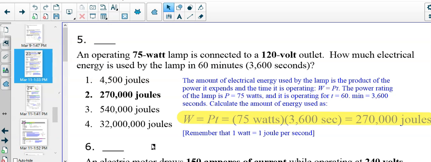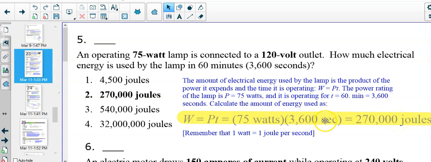In problem number 5, an operating 75 watt lamp is connected to a 120 volt outlet. How much electrical energy is used by the lamp in 60 minutes? Always remember, whenever you're given a time in minutes, it's usually best to convert it into seconds right away. 60 minutes is 3,600 seconds. Now, since they're asking you for the energy, and energy is in joules, you know that energy is power times time. Since 75 watts was given as the power and 3,600 seconds as the time, you multiply power times time and you get 2,700 joules.